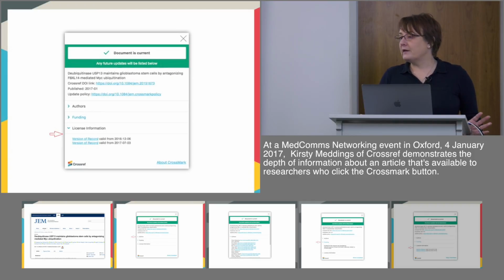We'll display the licensing information if the publisher's sent it to us. So this is any terms and conditions that cover use of the article. In this particular example, there are 2. They can apply to different things. These 2 licenses are concerned with the version of record.